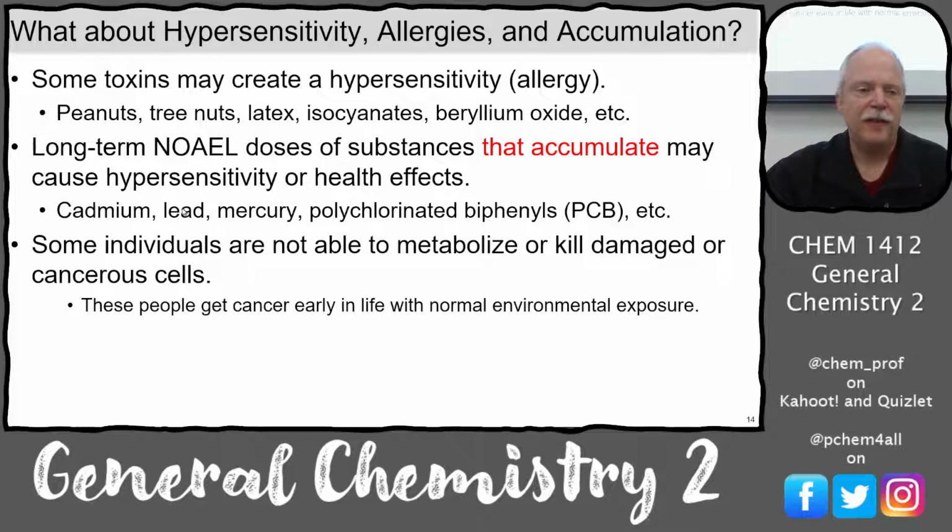And then in terms of cancer, some individuals are not able to metabolize or kill damaged or cancerous cells. And these are the situations where you have really, really young children get leukemia or some sort of cancer. It's because whatever issue with their immune response is that they're not able to identify those cancerous cells and attack them. You guys are much older than that.